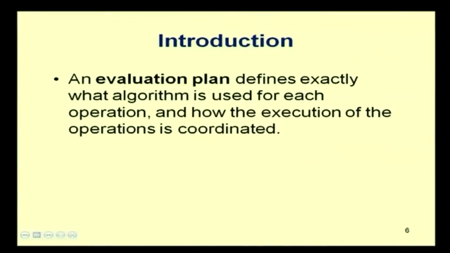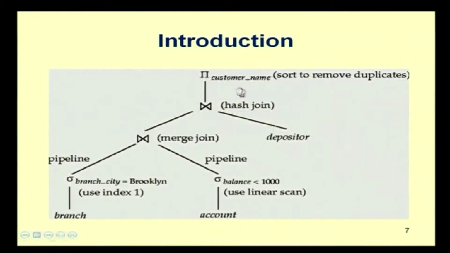So, an evaluation plan defines exactly what algorithm is used for each operation, and how the execution of the operations is coordinated. Suppose you have customer name and you have to sort it to remove duplicates, and this is a hash join, this is a merge join, this is a linear scan, and this uses an index. So, this is a pipeline.